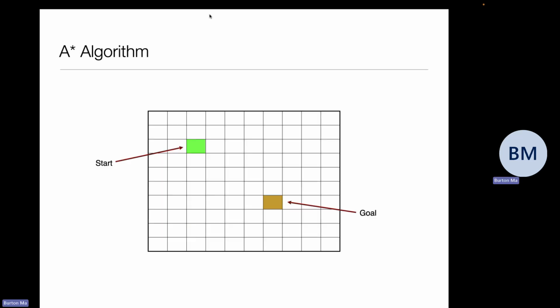Okay, so what does A star do? It's basically the same as greedy best first search and Dijkstra's algorithm. It's just that instead of using just G of n or H of n, it uses the sum of the two. So we've got our start location in green, we've got our goal location in orange. Right, so starting at the start location, you're going to search around the start location, evaluating these two functions, G of n and H of n. So G of n is the first number, and H of n is the second number.